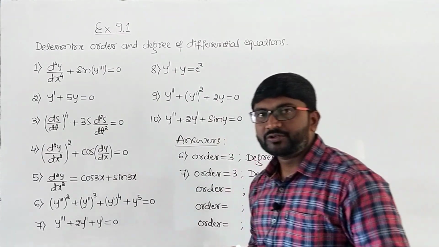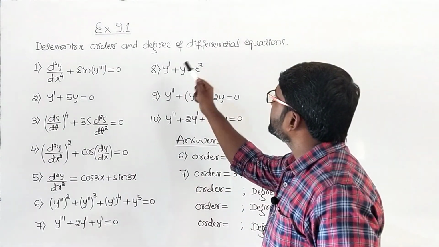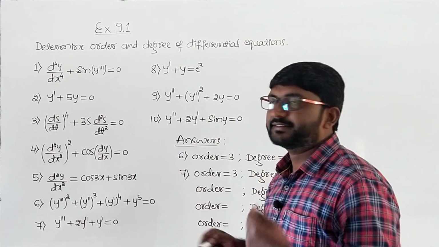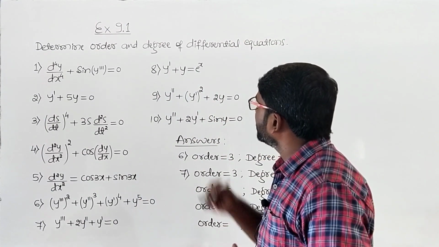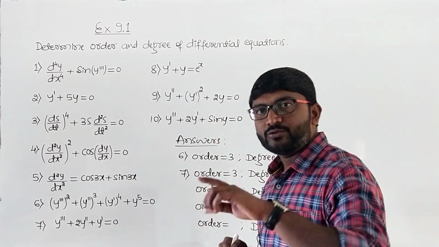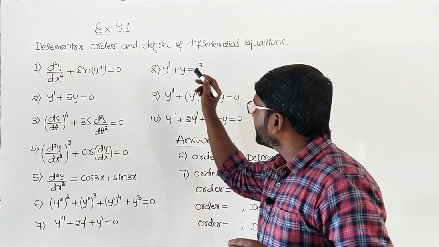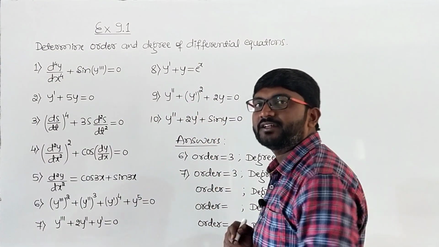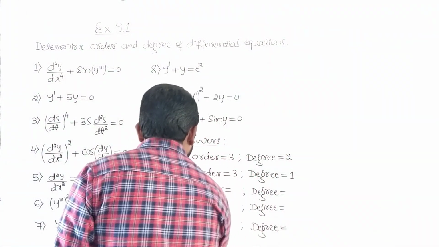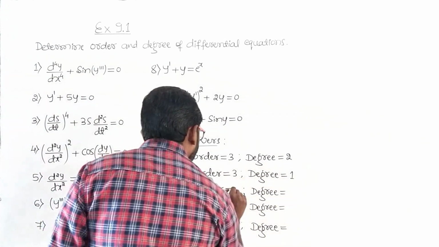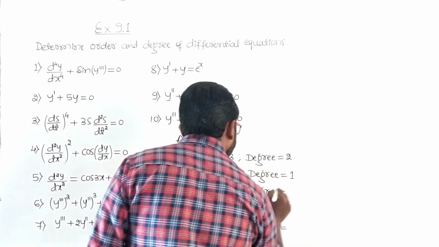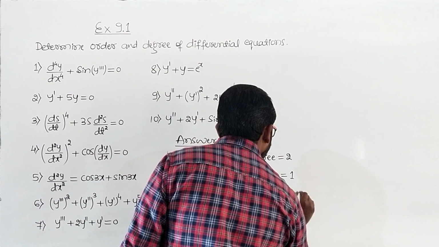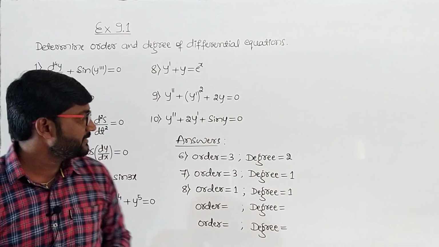Now let us move on to the eighth question. y dash plus y equals e power x. So here we have the first order derivative, whose power will be 1. Order is also 1 and degree is also 1. Eighth one, order is 1 and degree is also 1.